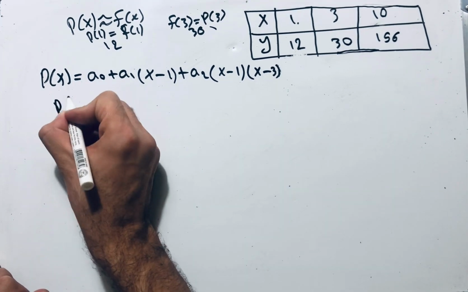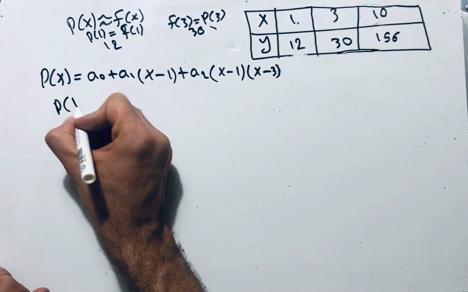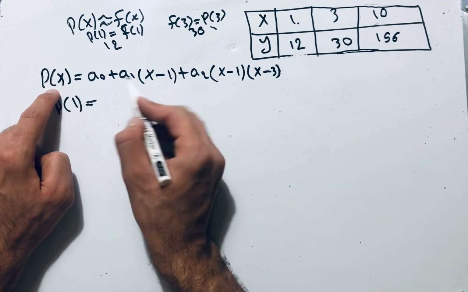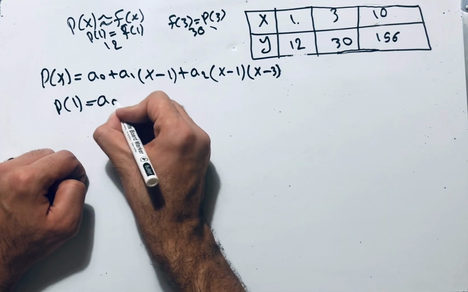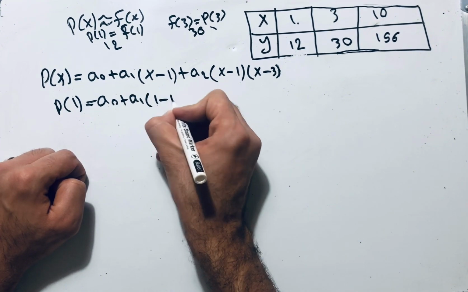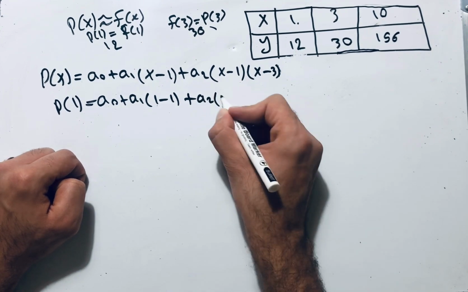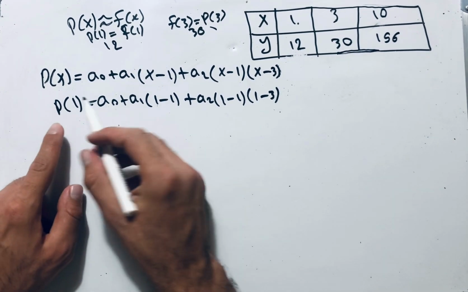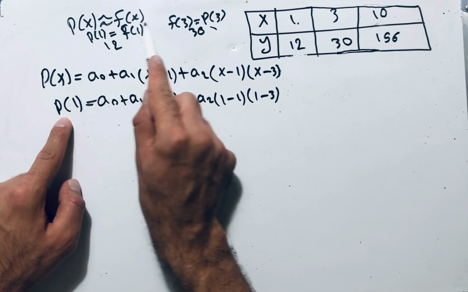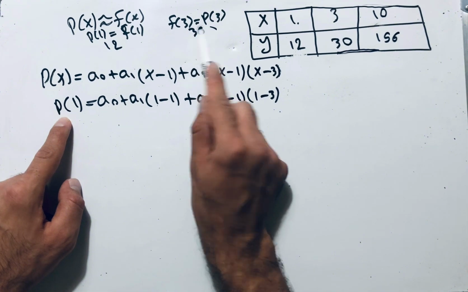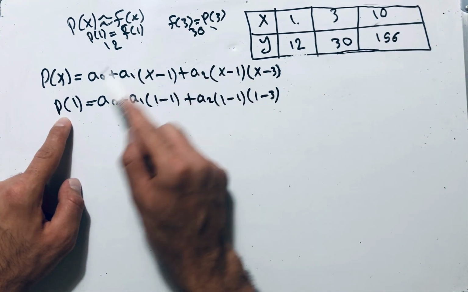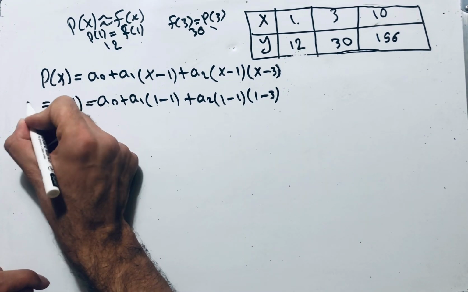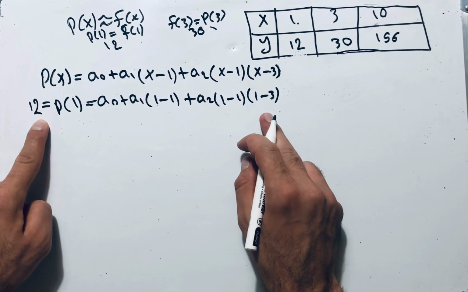If I say p of 1, p of 1 means I'm going to be replacing x everywhere with 1, so a0 plus a1 times 1 minus 1, plus a2 times 1 minus 1 and then 1 minus 3. And again, since p of x is equal to the values of f at these points, p of 1 is the same as f of 1, or in other words, just 12. So 12 is equal to the whole thing.